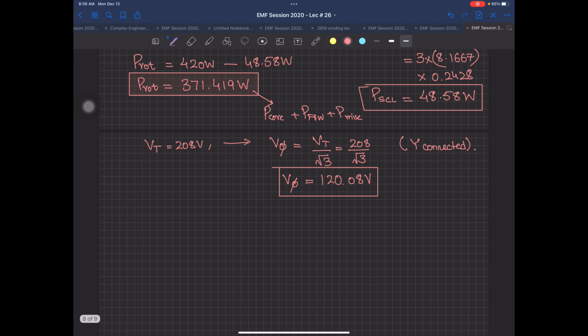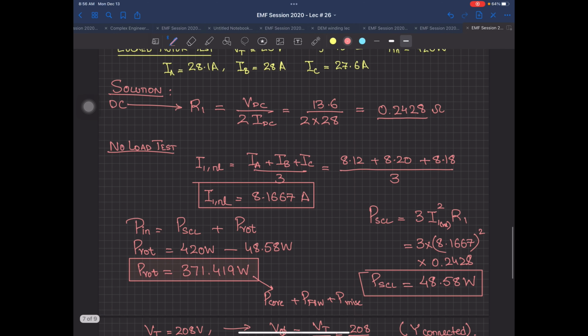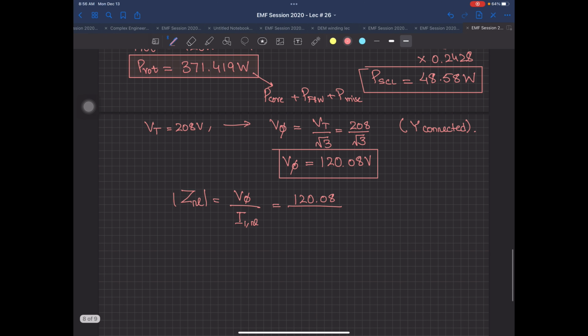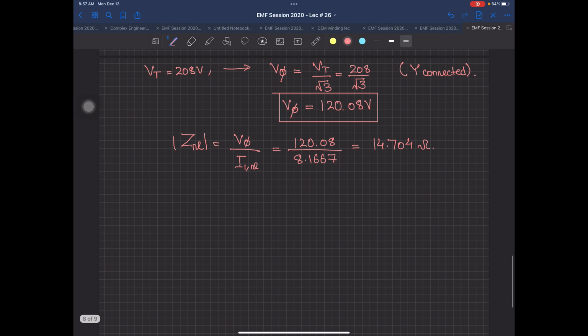Why do I need this V phase? Because I need to find out x1 plus xm. So this will be Z no load, equal to V phase divided by I1 at no load. So this is 120.08, and what is I1 no load? That is 8.1667. So this comes out to be, please, 14.704 ohms.